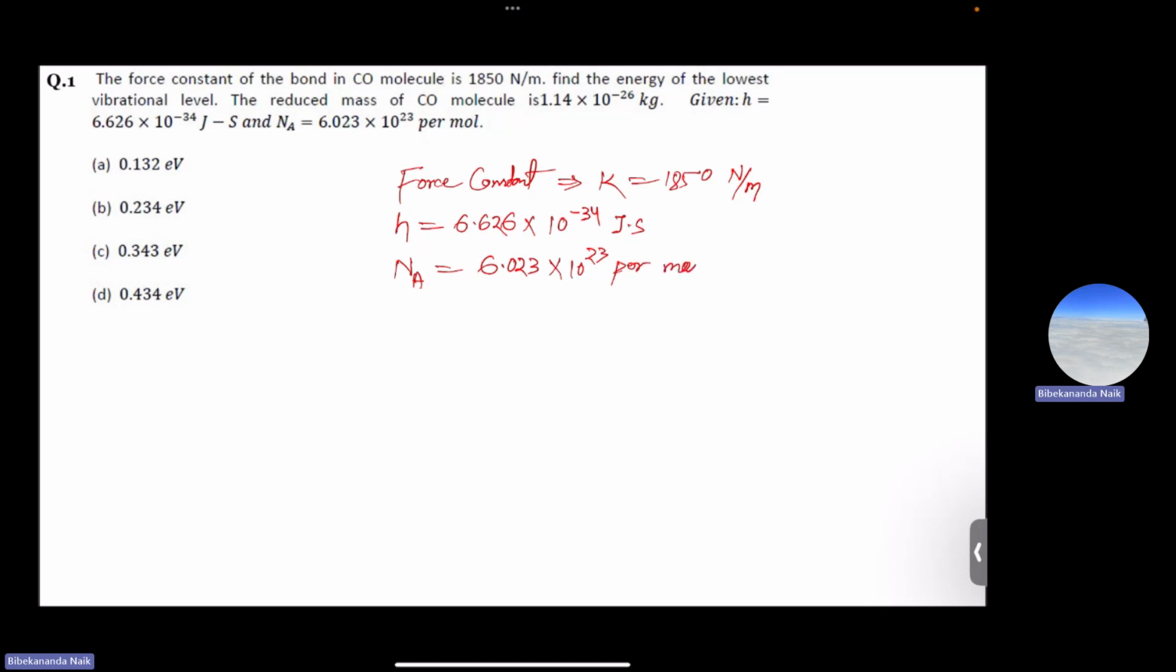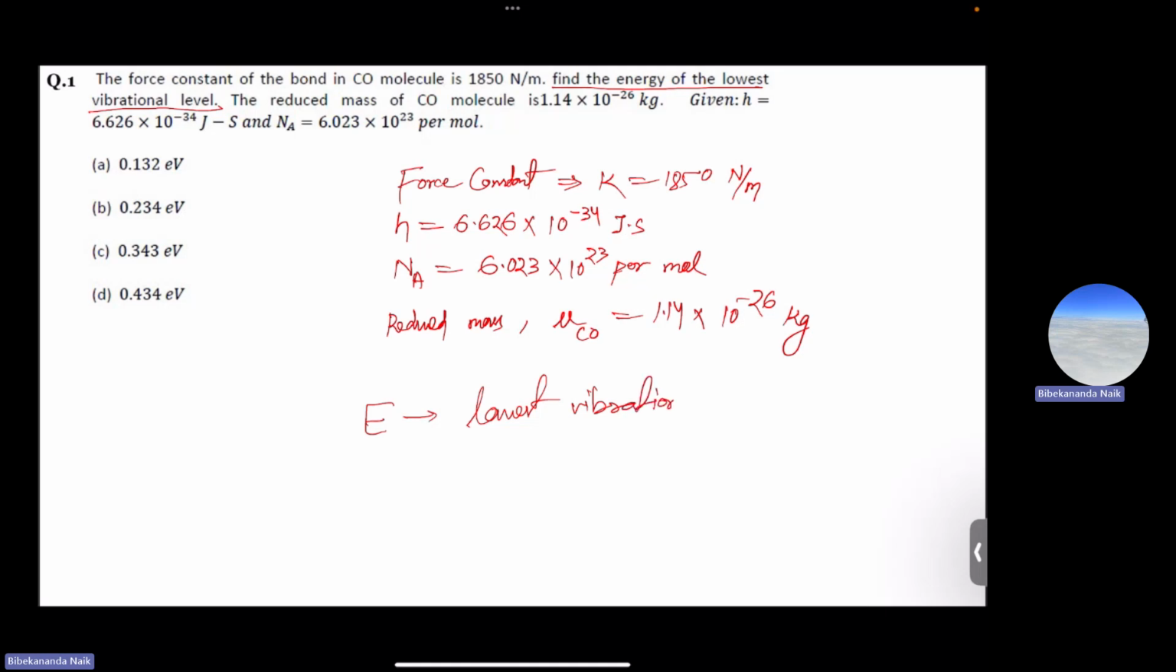And again, the reduced mass of carbon monoxide is given. The reduced mass mu of carbon monoxide is equal to 1.14 into 10 to the power minus 26 kg. Now, what do we need to calculate? We need to find the energy of the lowest vibrational level. So, what is the energy of the lowest vibrational level?